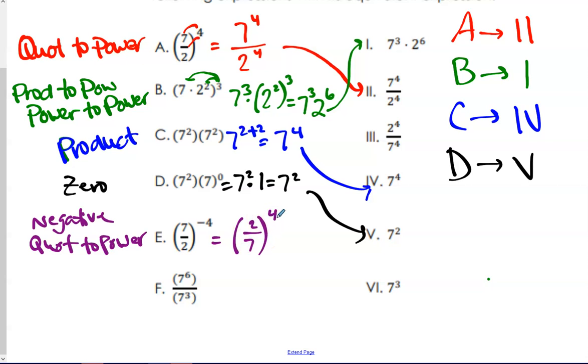I have fixed my fraction, so now I can raise both pieces to the power of 4. So it's going to be 2 to the 4th and 7 to the 4th. So E is going to match with 3.